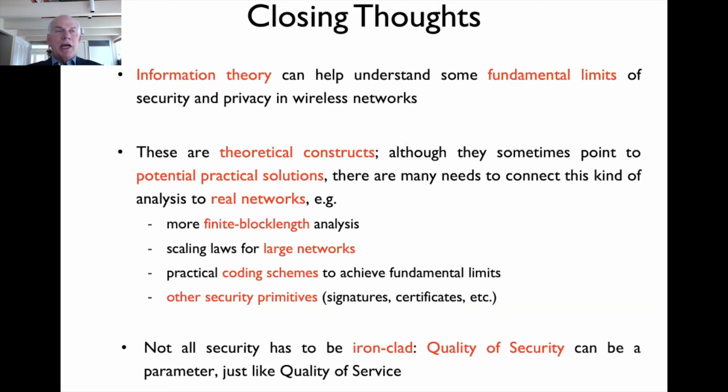When you have a capacity region, the next thing you ask is, how can I achieve that capacity in practice? We need to look at practical coding schemes, although there is quite a bit of work using LDPC codes and polar codes to achieve some of these limits. And then other security primitives. I mentioned authentication very briefly at the end, but there are all kinds of other things that need to be considered in security, of course.